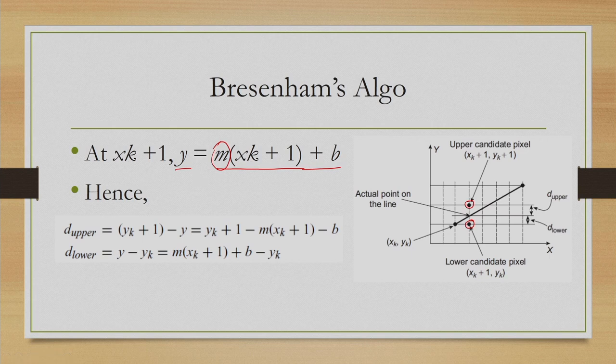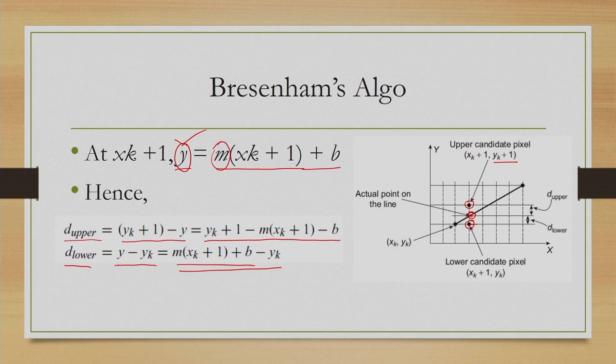Then we can say that d upper can be given by y k plus 1 minus y, that is this value minus this y value, which is given here, or this expression. Similarly, d lower can also be given as y minus y k, as you can see here. This is the y value and this is the y k value. So, replacing the y from this equation, we can get this expression.